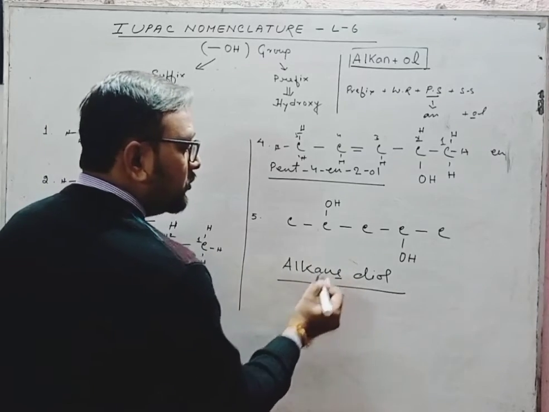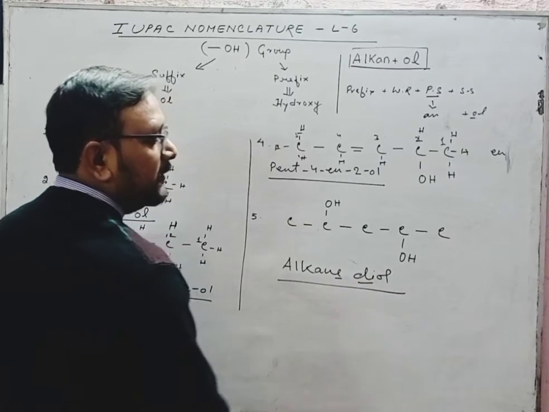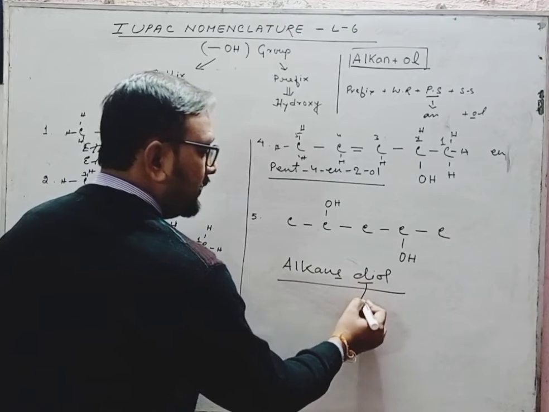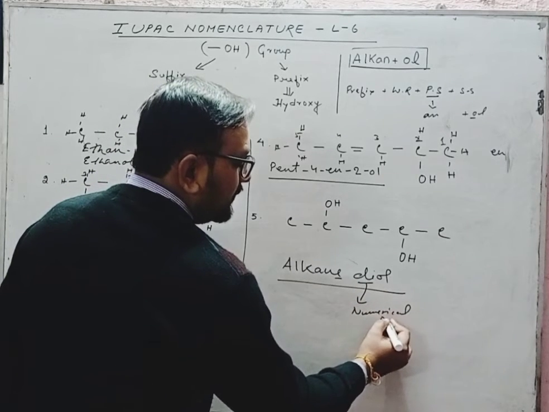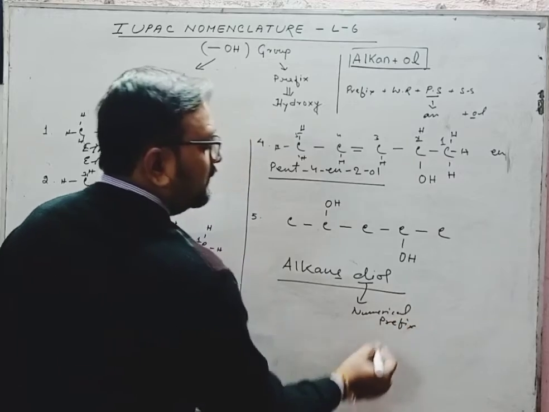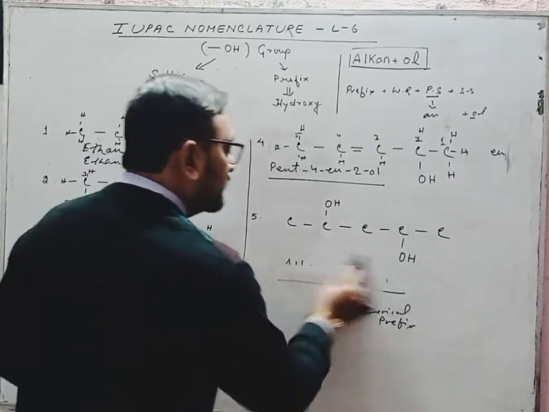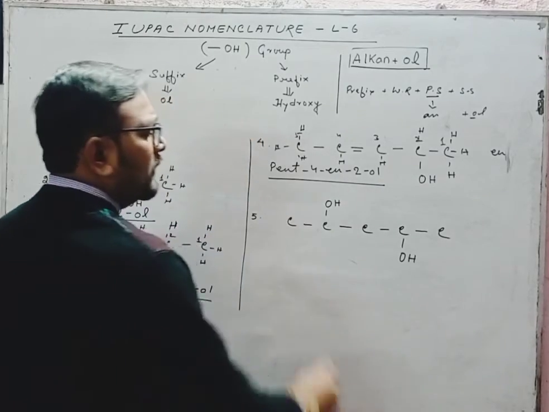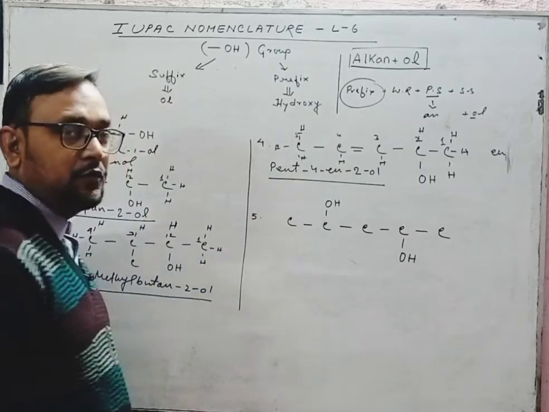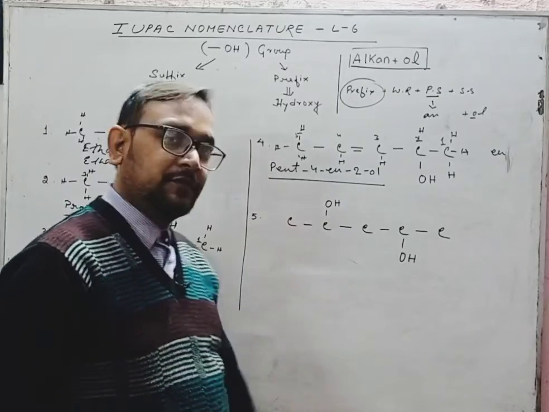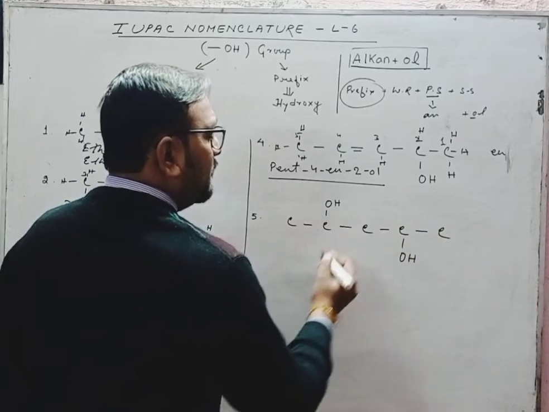We will not drop the e because d will come. Di is a numerical prefix. Then we will write ol. So let's see how to name this. Is there any prefix required? No prefix, because I have not given any substituent here. So meth. Let's start the numbering first.